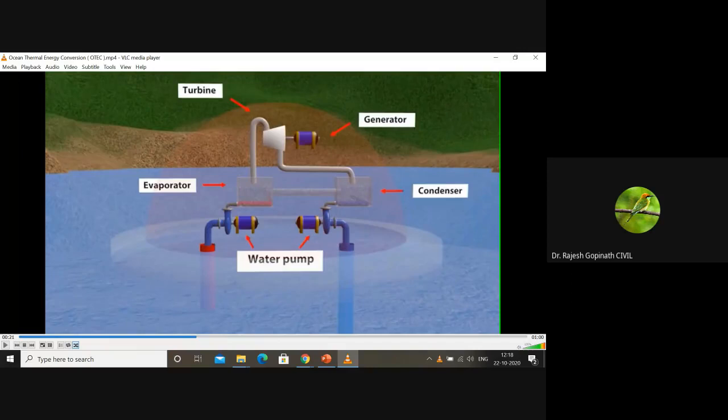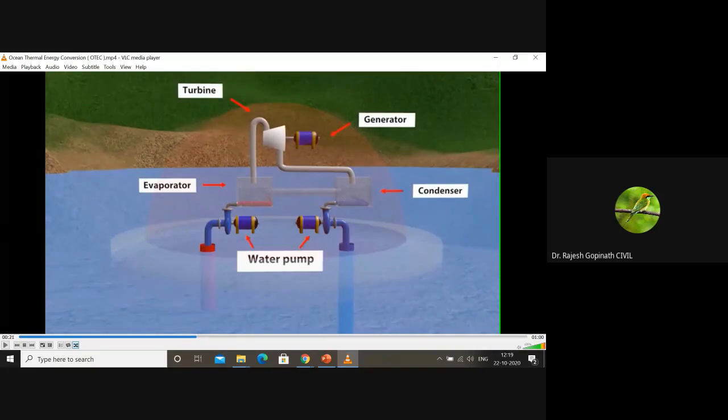So basically, these are the parts of your OTEC. There will be a turbine, a generator, a pump, an evaporator, and a condenser. Friends, it is as simple as your tidal energy. In case you're aware of how electricity is generated by storing water in dams, the water is released from a considerable height, and that water through the penstock rotates turbines, and this turbine is connected to a shaft. This shaft is connected to a generator, which produces electricity.